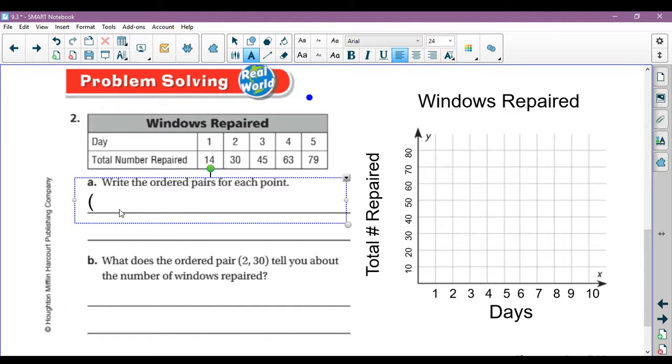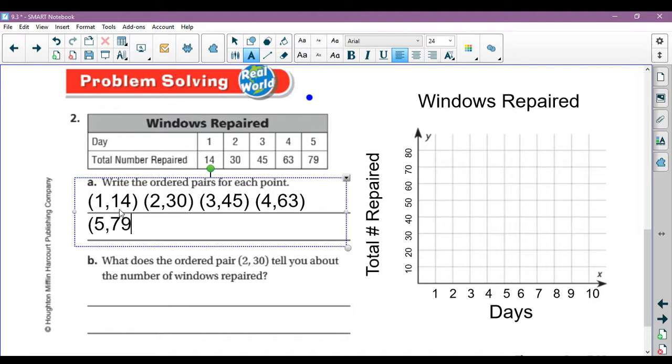All right, so our first one was going to be 1 and 14. The next one is going to be 2, 30, and then we have 3, 35, and then 4, 63. Our last one is 5, 79. Then we have our ordered pairs and we're good to go. All right, let's go ahead and put them on our grid now.